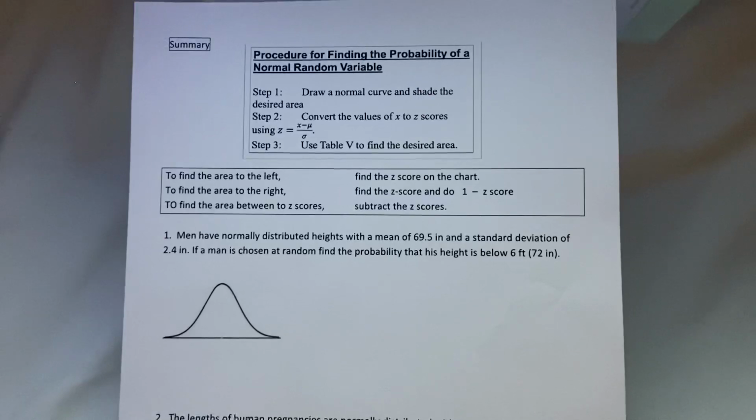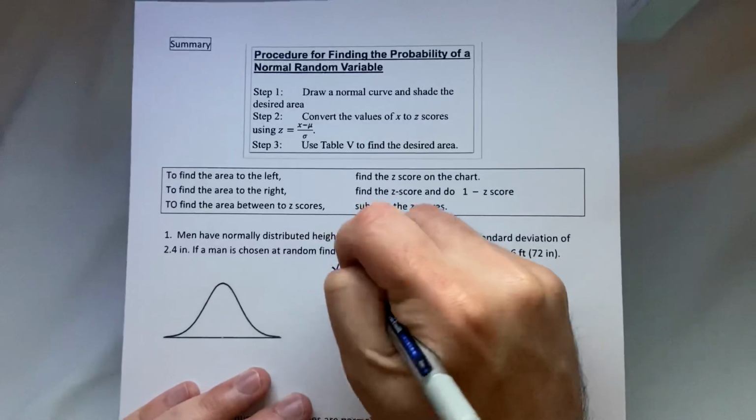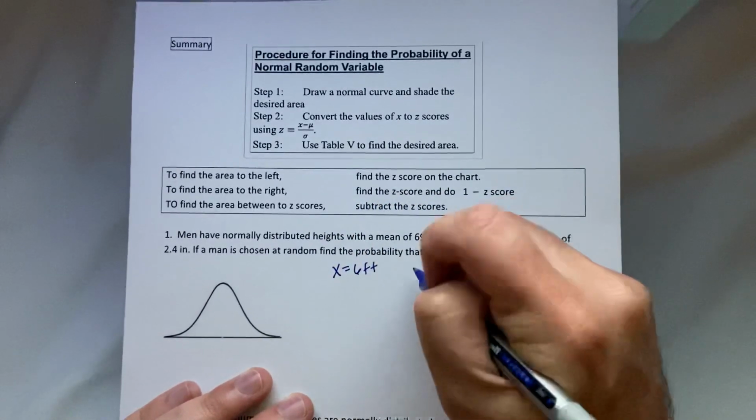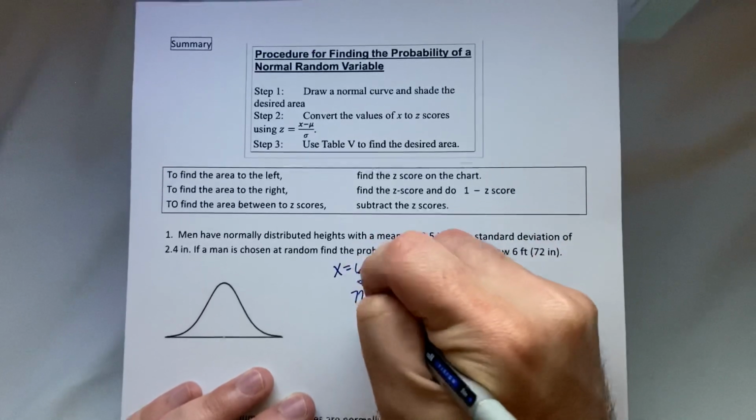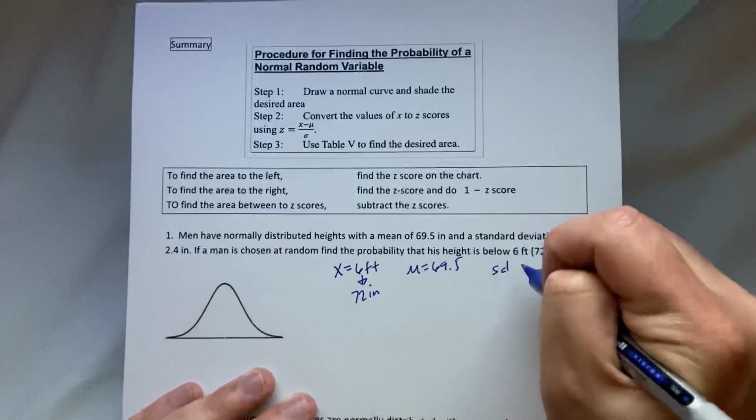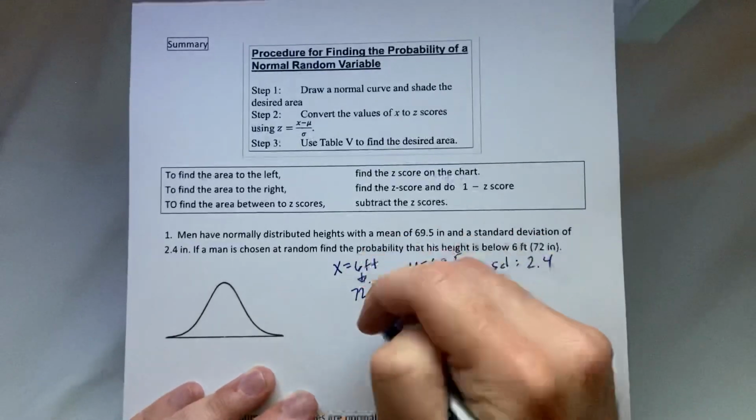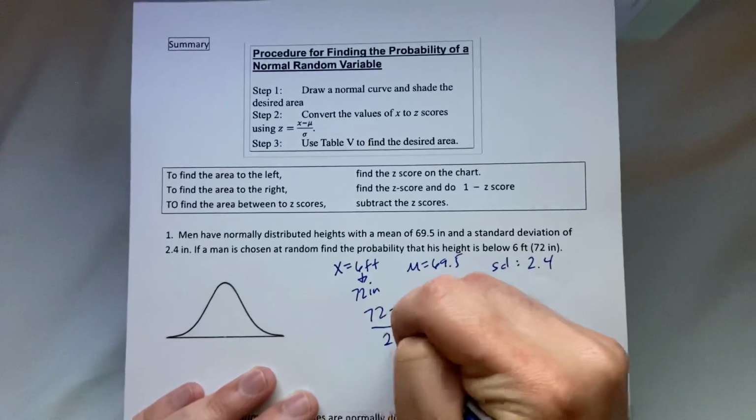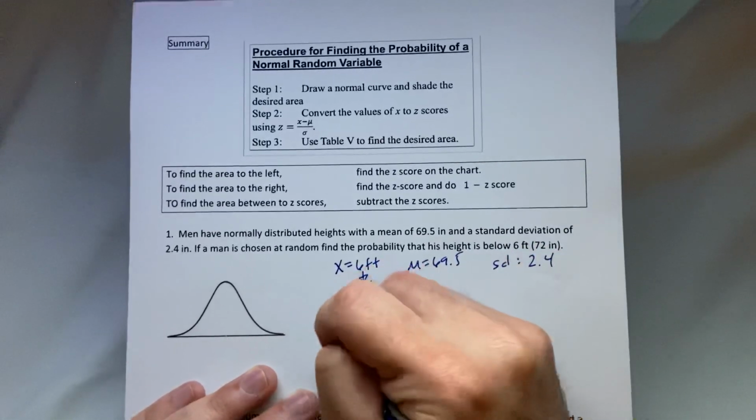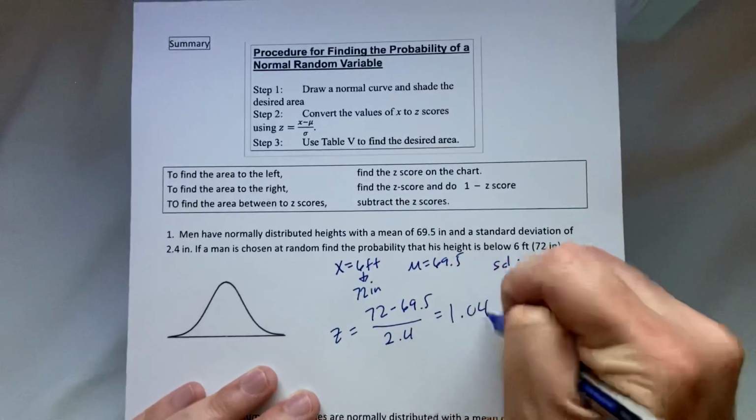Men have normally distributed heights with a mean of 69.5 inches and a standard deviation of 2.4. If a man is chosen at random, find the probability his height is below 6 feet. So my x is 6 feet. My mu, my average, is 69.5 inches. This is 72 inches, by the way. And my standard deviation is 2.4. So I need to do 72 minus 69.5 over 2.4. This is my z-score of 1.04.